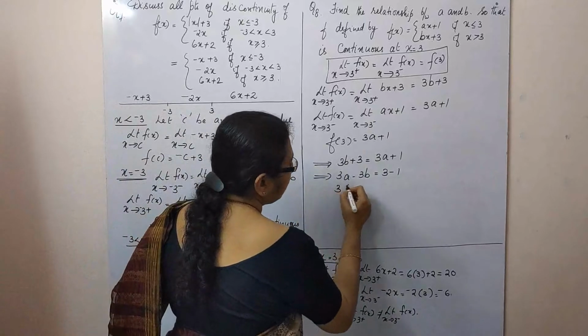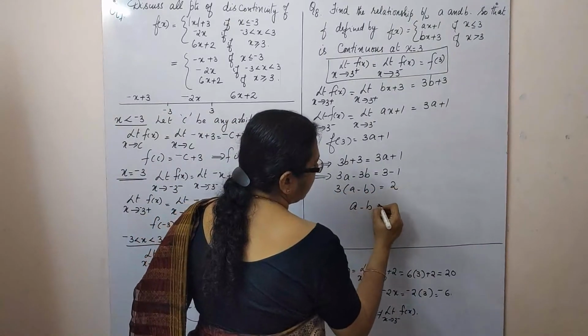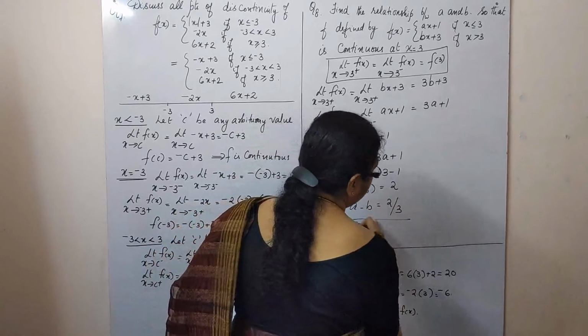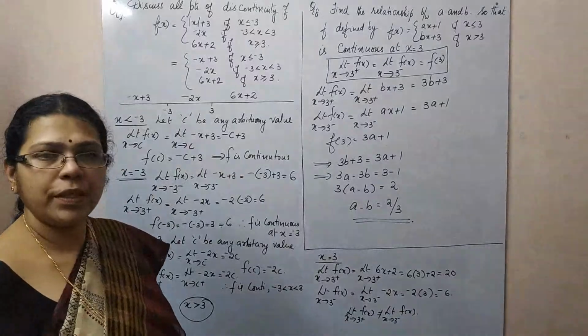That is 3 times (a minus b) is equal to 2, or a minus b is equal to 2 by 3. This is the required equation. I hope it is clear.